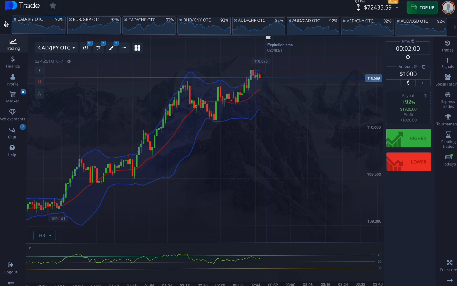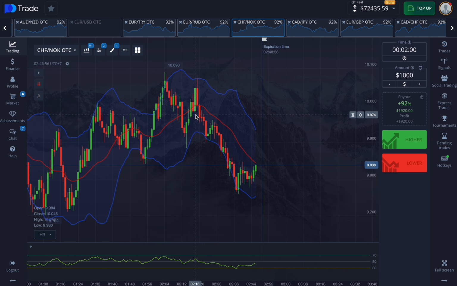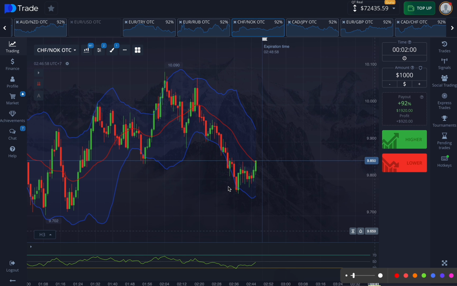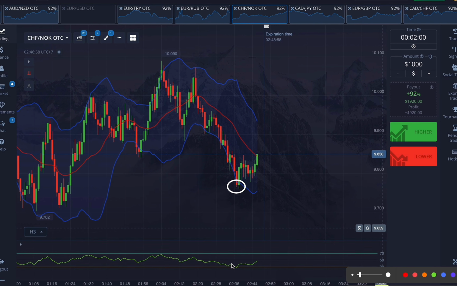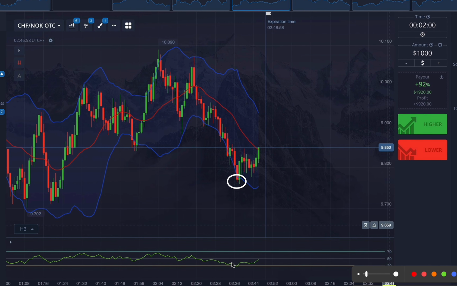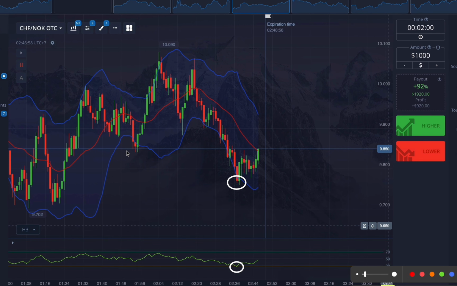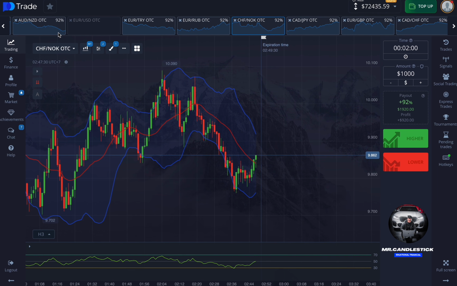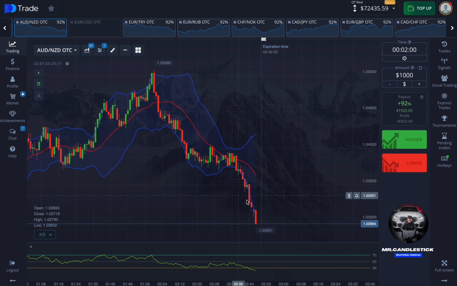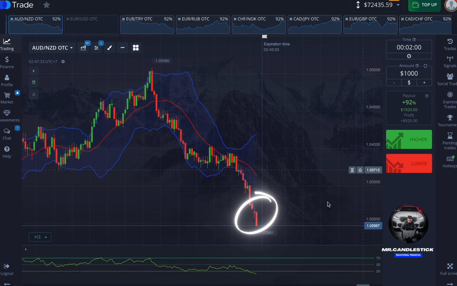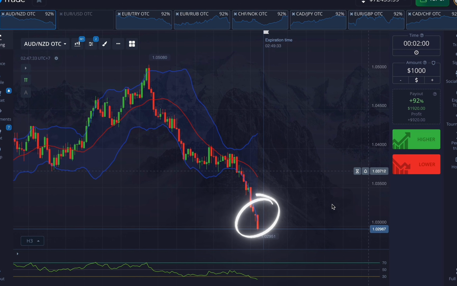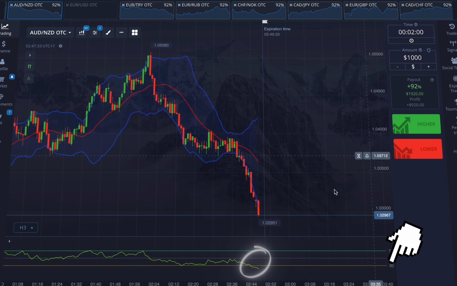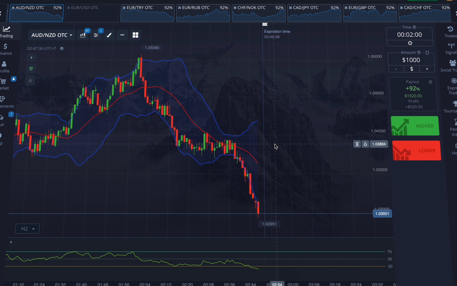Okay, let's find another example in another asset. Okay, this one. This is the opposite of the previous market, where you can open an upward trading position if the candles break out of the lower Bollinger Bands and if the line on the RSI indicator touches the 30 point. Okay, let's find a good moment to trade. Okay, this one. This candle has crossed the lower area of the Bollinger Bands, and also the line on the RSI indicator has touched the 30 point. So let's open an upward trade in this market.